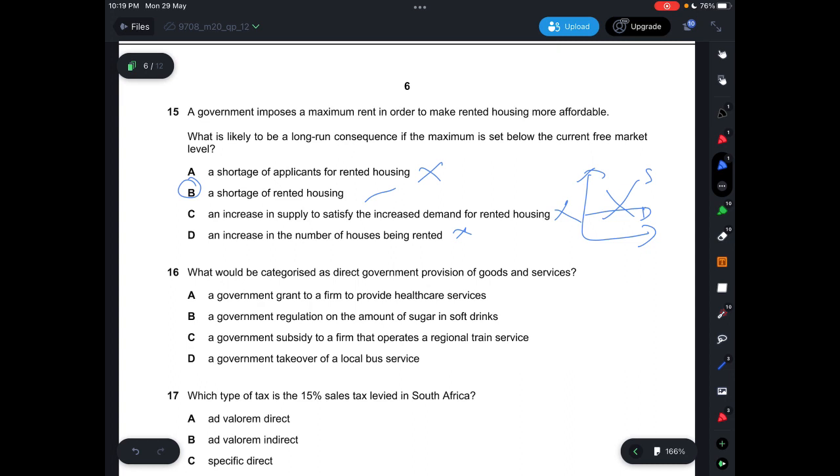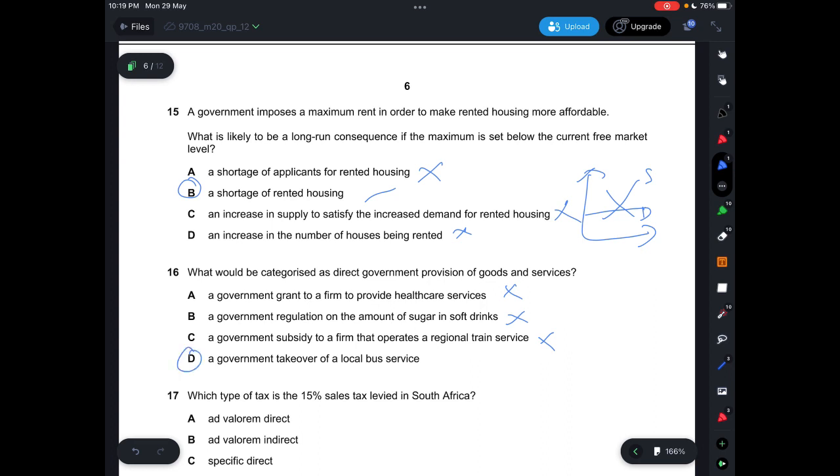Question 16. What will be categorized as direct government provision of goods and services? So A says a government grant to a firm to provide healthcare services, which is not correct. B says a government regulation on the amount of sugar, which is not correct. C, a government subsidy, which is not correct. And it should be D, a government takeover of a local bus service.